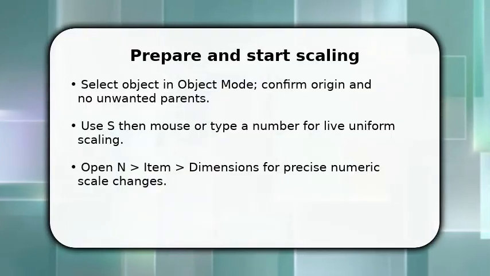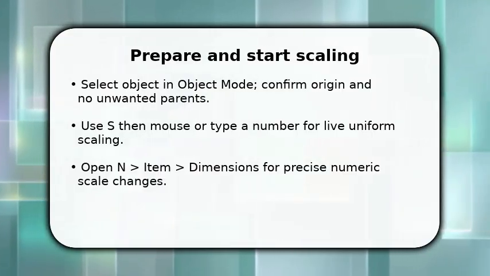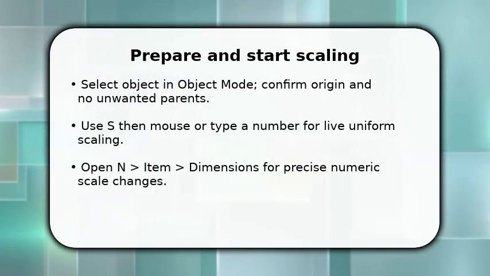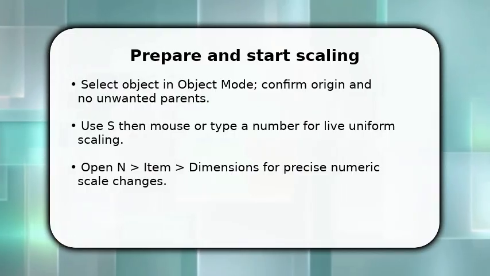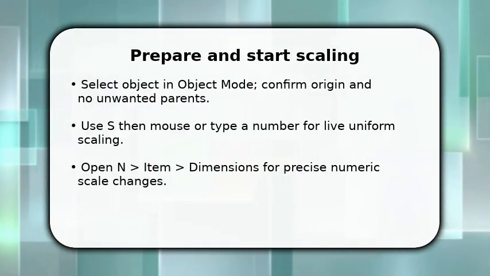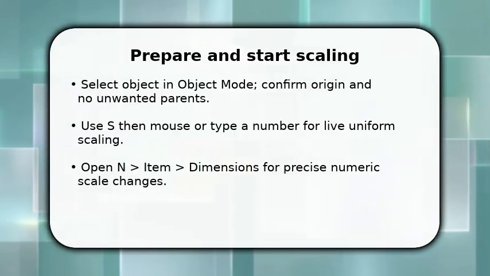You start by selecting the object in object mode and confirming its origin and parenting are correct. This avoids surprises once scaled. Next, press S and drag for a quick uniform scale or type a number to set an exact factor. Once done, open the right-hand end panel and check item dimensions to fine-tune exact size values.